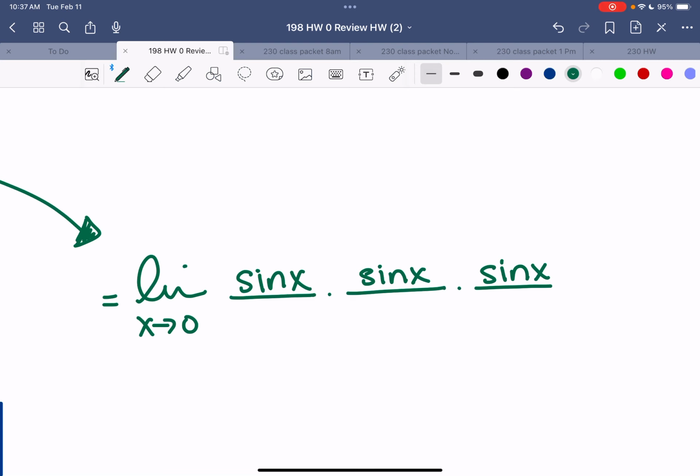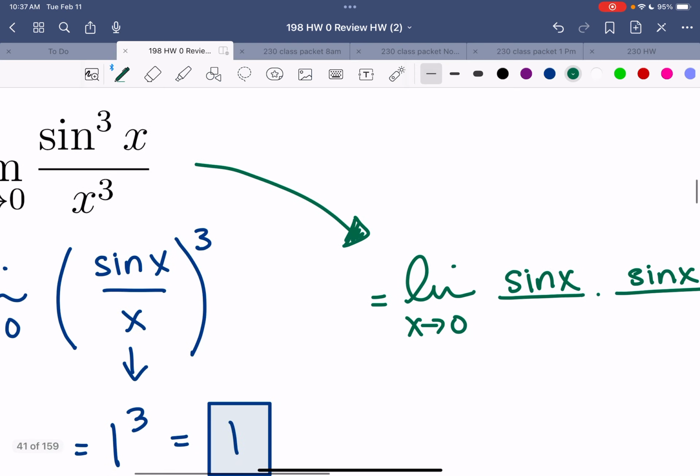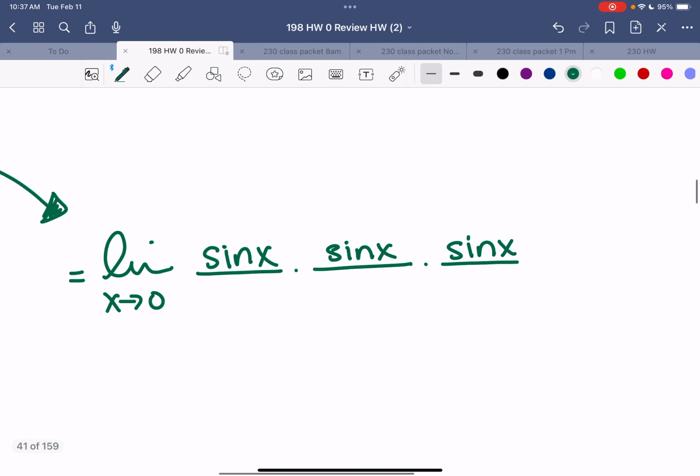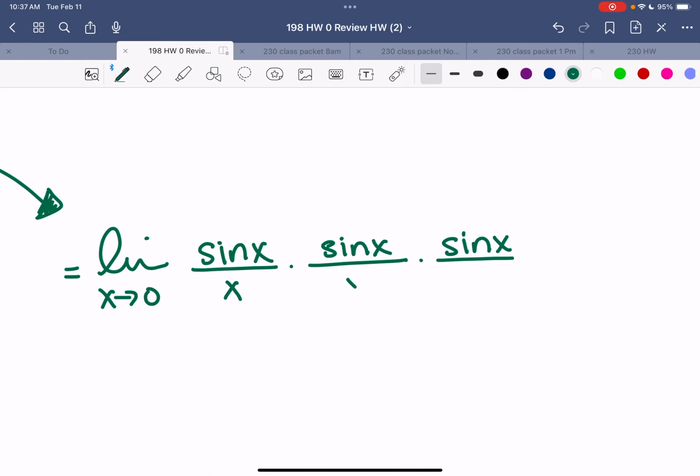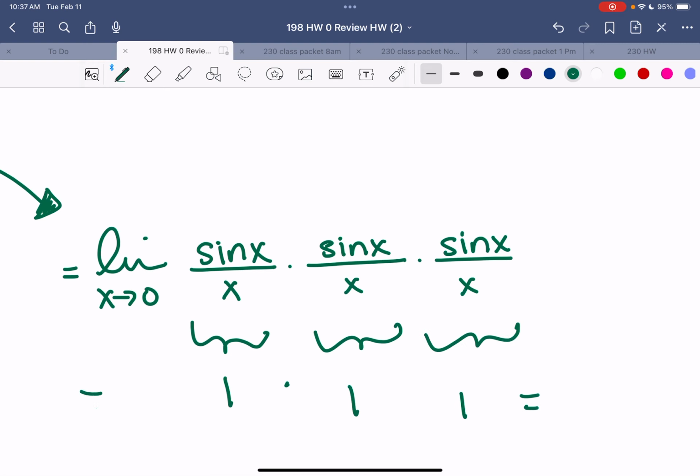Now, on the bottom, I have x cubed, which is just x times x times x, and I'm going to put 1x in the bottom of each fraction. That way, each x is paired with a sine, but in the bottom, if you multiplied it across, you'd still get x cubed. And now I have 3 separate special limits, and each of these, the limit is 1, as we showed up above. And 1 times 1 times 1 is just, again, 1.